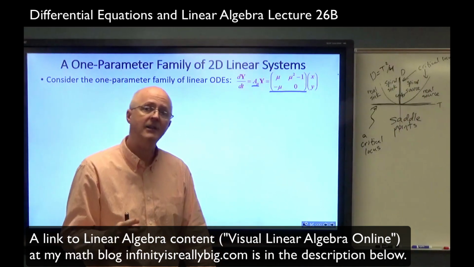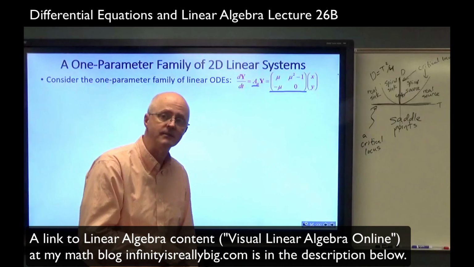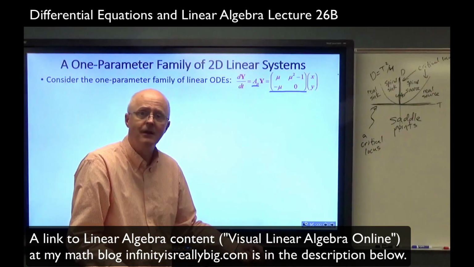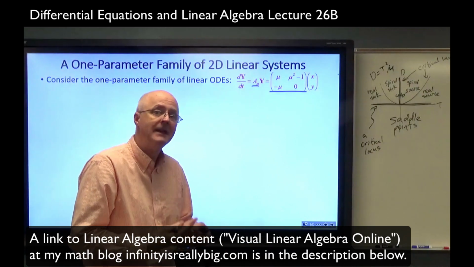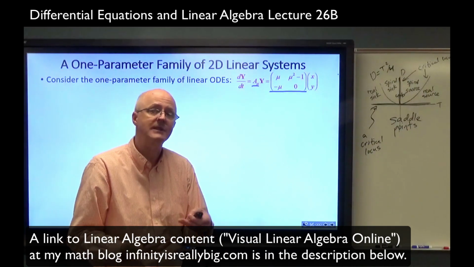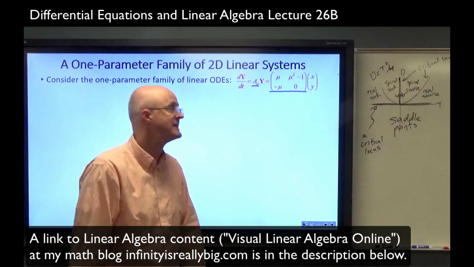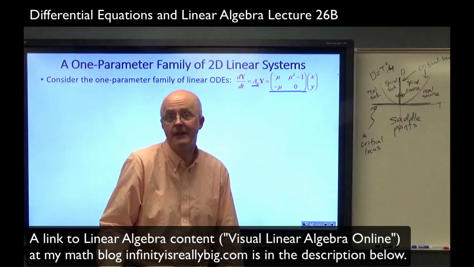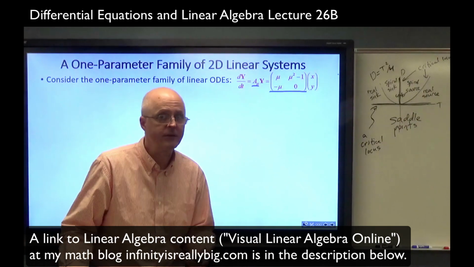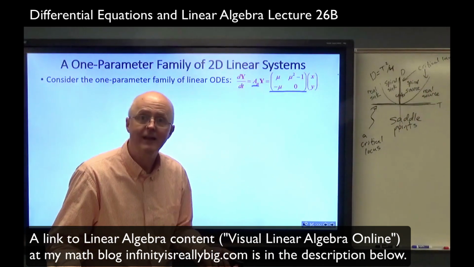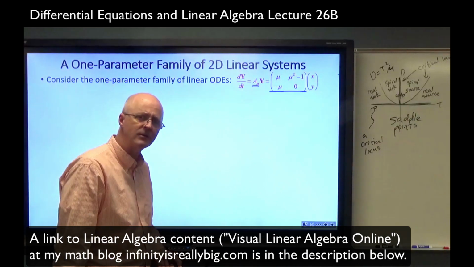For any fixed value of mu, this gives you one system. For any other fixed value of mu, it gives you another system. It gives us an infinite family of systems. We're interested in knowing how the behavior of the phase plane changes as mu changes. And are there any bifurcations? Like in the number of equilibrium points or their type from sink to source or saddle to sink or whatever? Can we find those? That's what we're after.